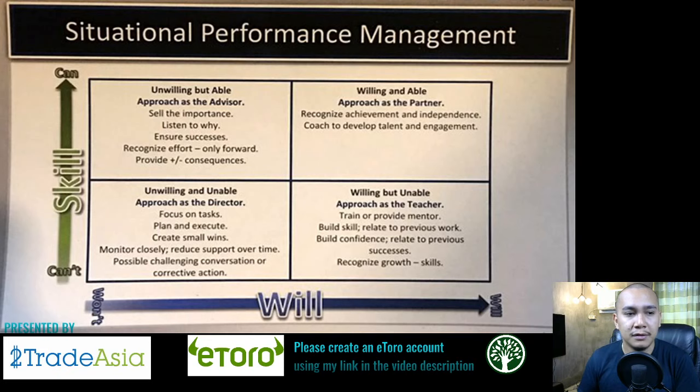So you approach it as a director, dictator, straight to the point, right? Focus on task. Remind them to focus on task. Then plan and execute. Give a plan and also your execution plan. Ito yung gagawin natin. Ito yung ganito, ganyan, right? So then create small wins. So we are gonna be gauging your performance from now on. And ganito mga maliliit na wins. And then you can motivate them on the small wins and give recognition.